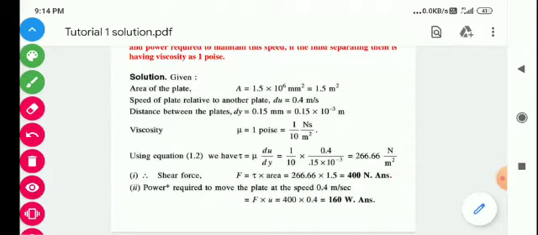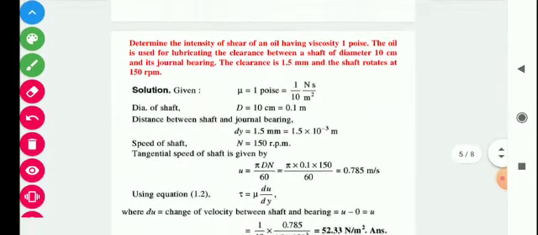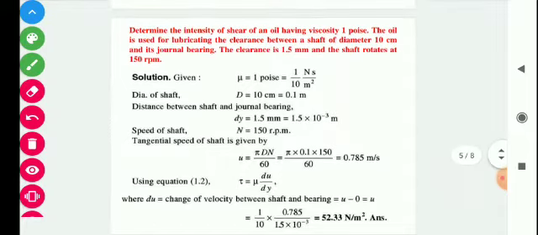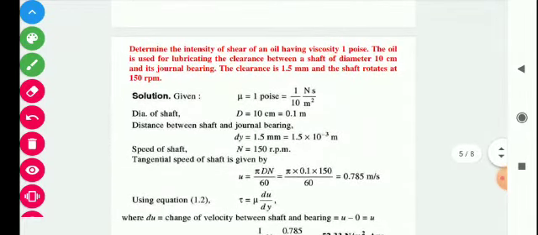Now moving to third problem. Determine the intensity of shear of an oil having viscosity 1 poise. The oil is used for lubricating the clearance between a shaft of diameter 10 centimeter and its journal bearing. The clearance is 1.5 mm and the shaft rotates at a speed of 150 rpm, round per minute.